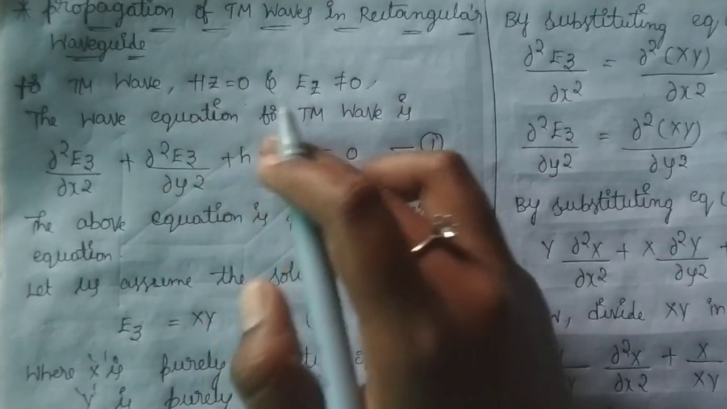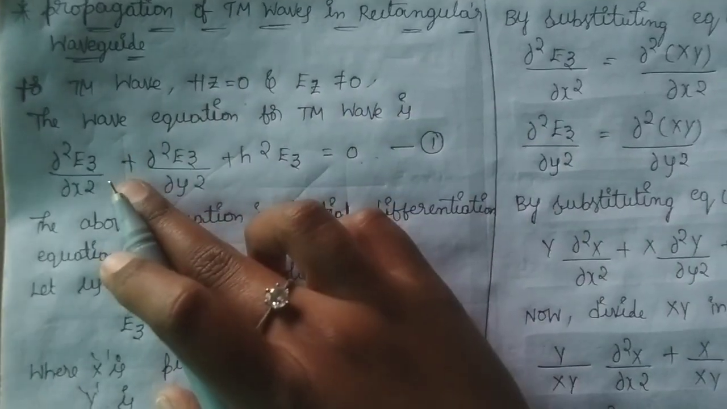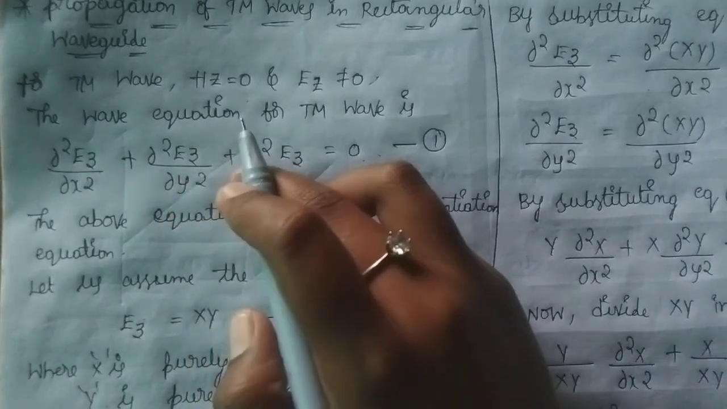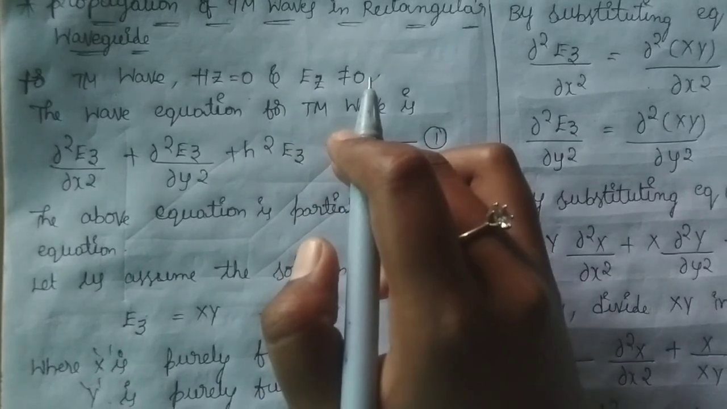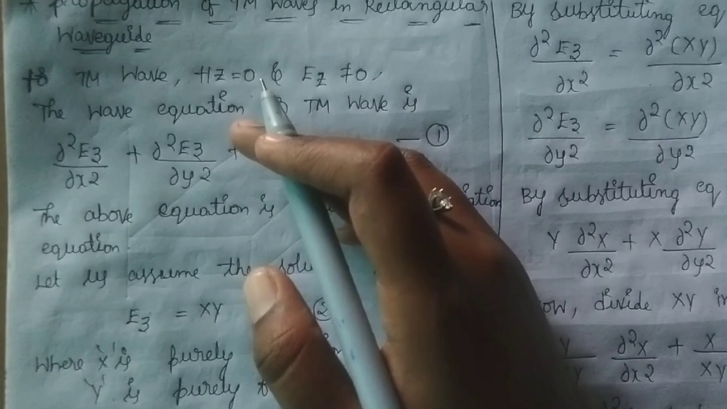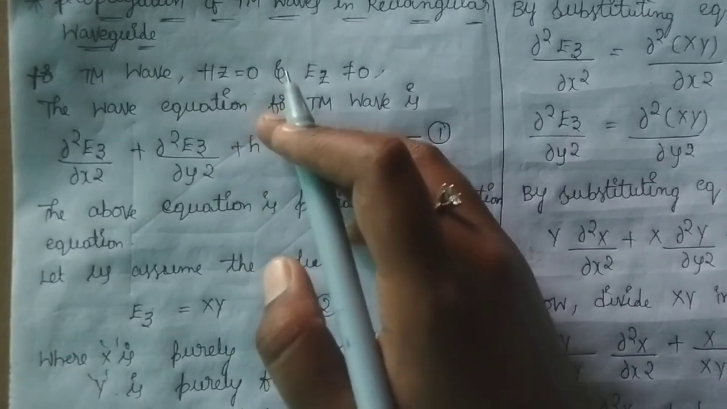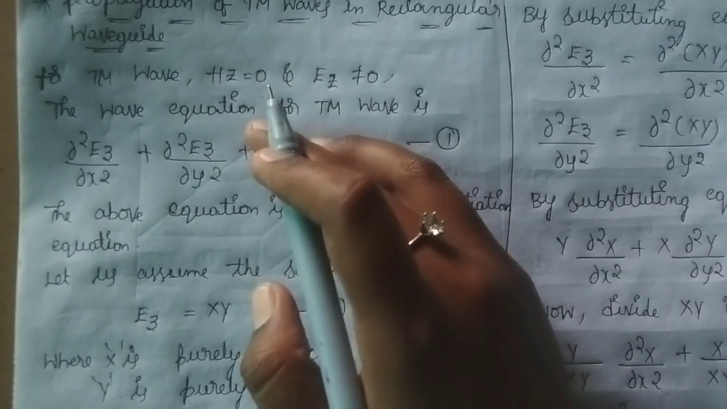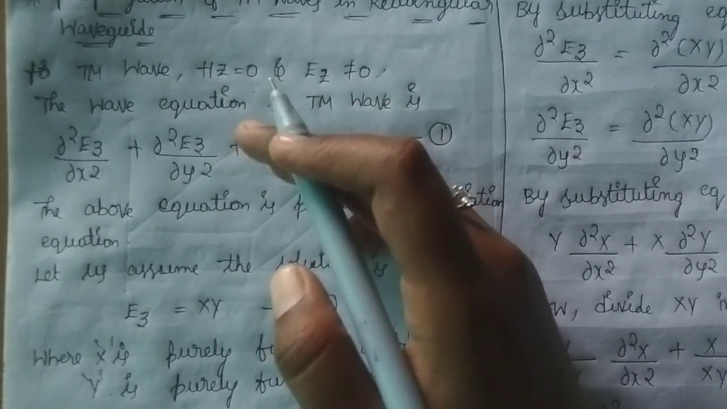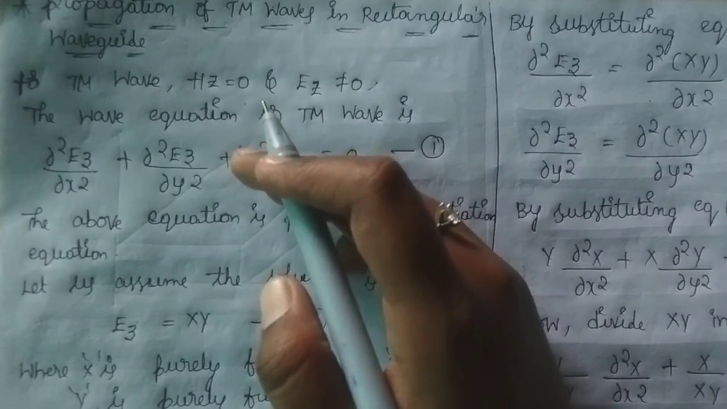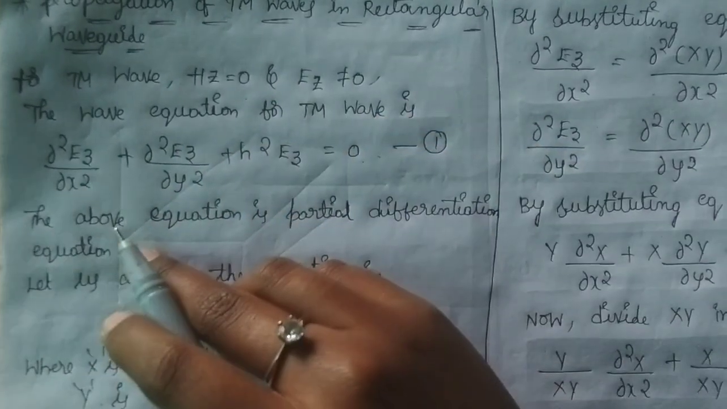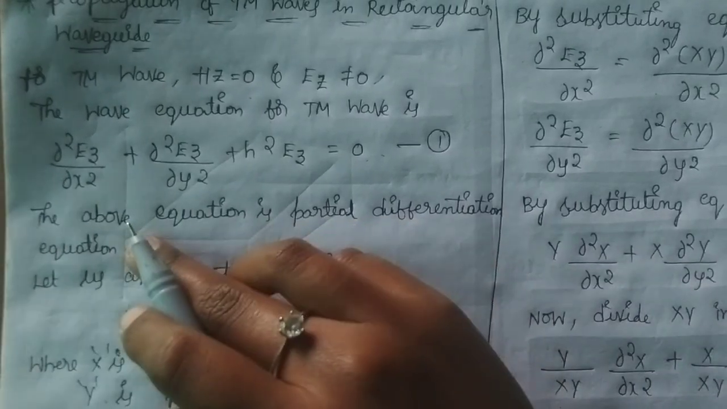Here the wave equation for TM wave is dou square Ez by dou x square plus dou square Ez by dou y square plus h square Ez is equal to 0. We already saw how we get this expression for TM wave in rectangular waveguide in the last lecture. So based on the wave equation for TM wave, we can analyze the propagation of TM waves in rectangular waveguide. Consider this equation as first equation.